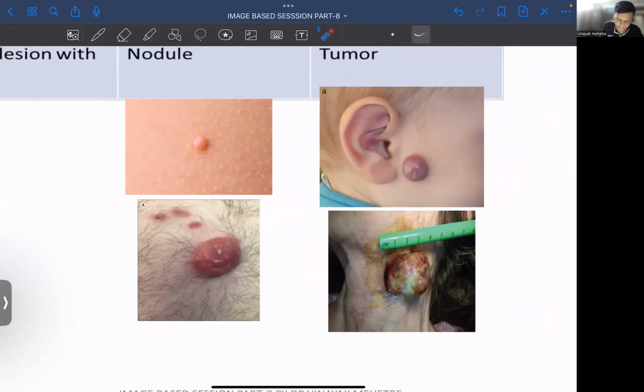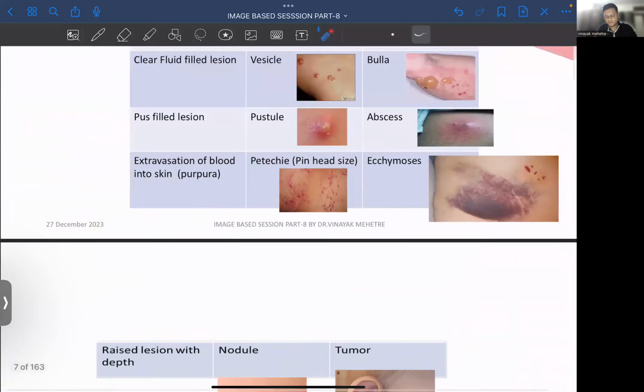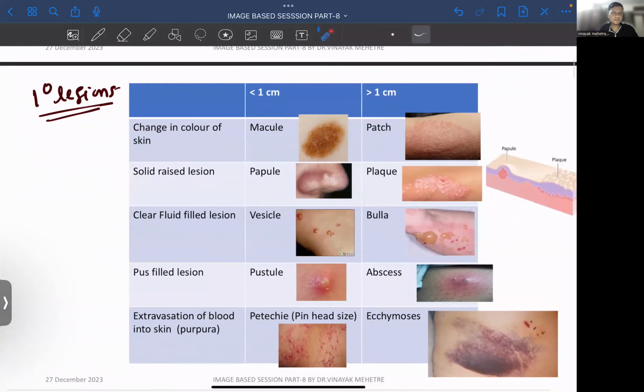Okay, छोटा सा दिख रहा है, that will be called as nodule, and if it becomes bigger more than 1 centimeter will be called as tumor. Okay, tumor. Now तुमने और भी लीजन्स देखे हैं, राइट? स्केल, क्रस्ट, राइट? हाइपरट्रॉफी, हाइपोट्रॉफी, scars, right? Mainly scars. Remember, these are not primary lesions.